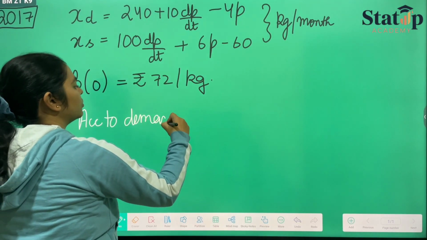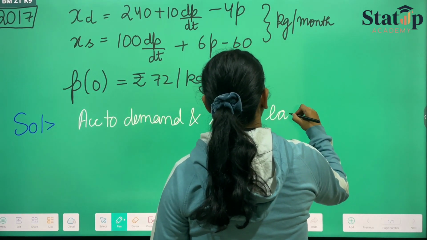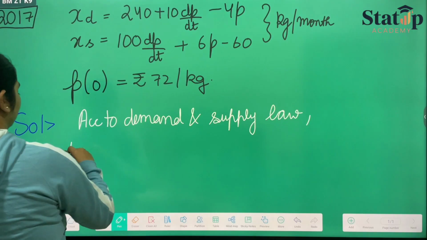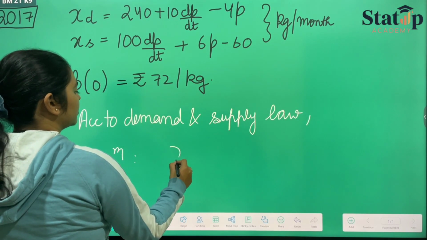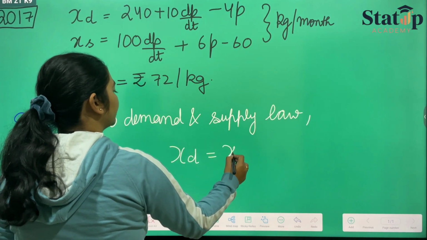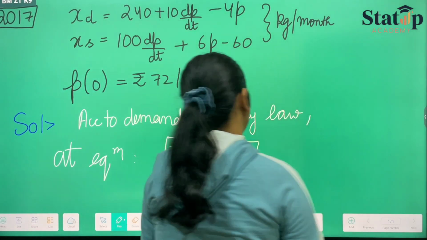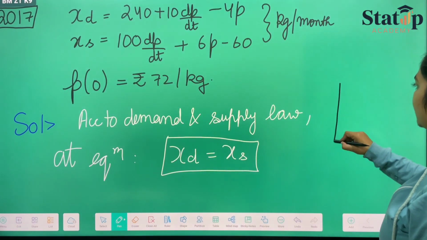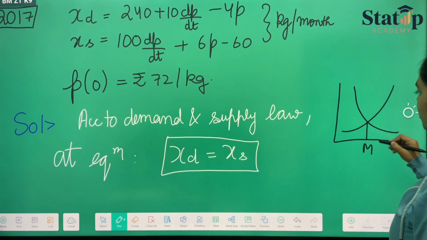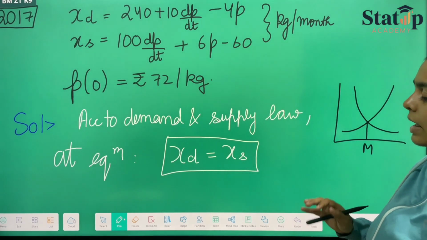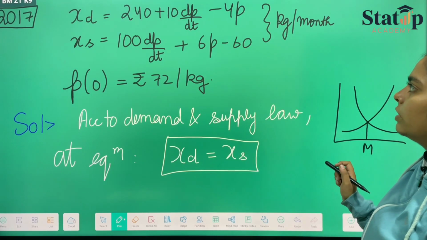We know that according to the demand and supply rule or law, at equilibrium the supply function and the demand function are equal. This is according to the demand and supply law. At equilibrium both of them will be equal, as we did in the graph or the curve. Here it was m, the price m. At m, the quantity demanded and supplied will be equal. So this is the equilibrium point.